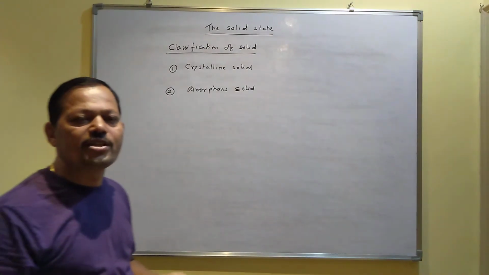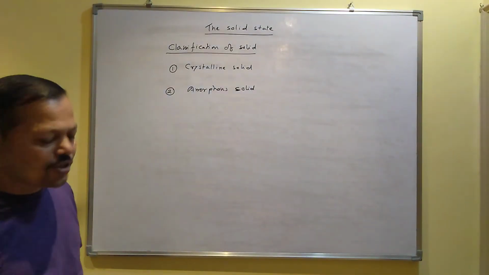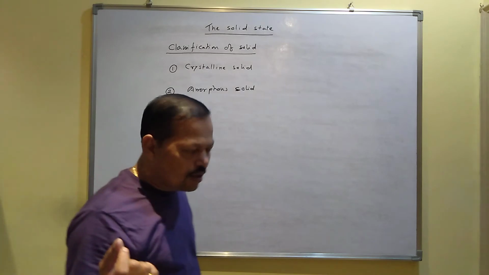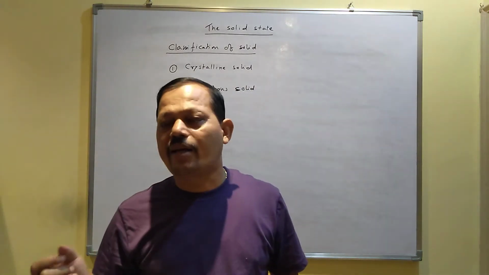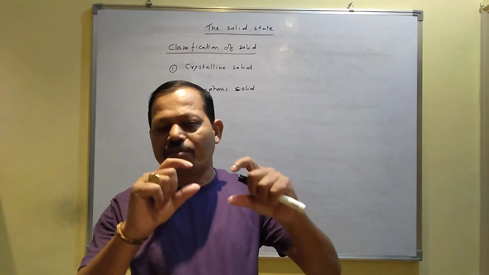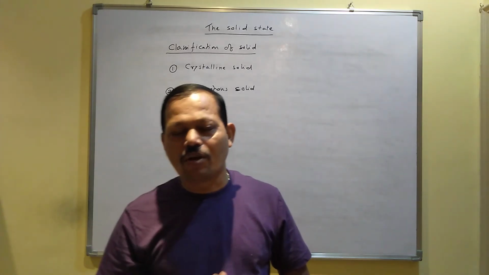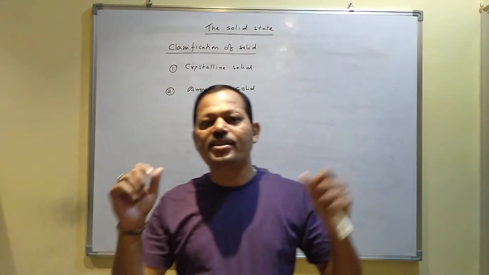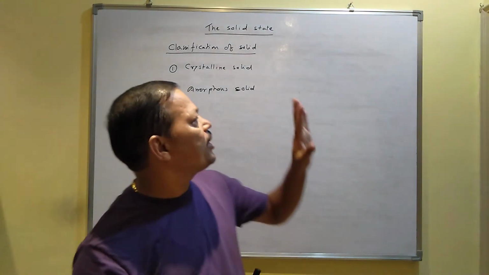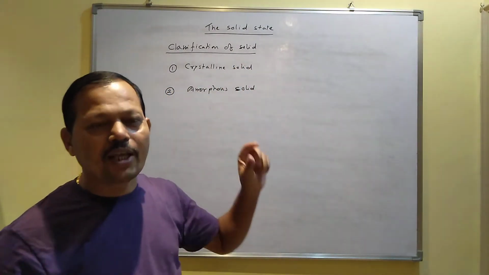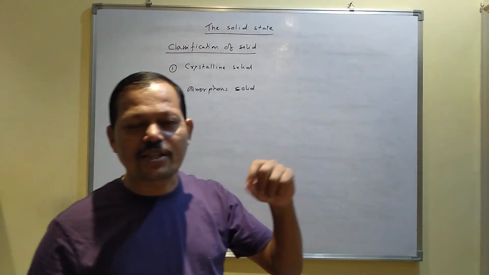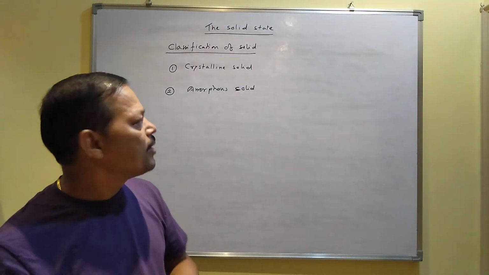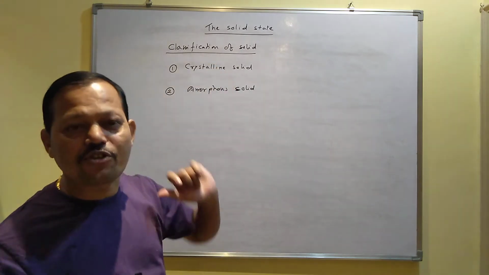Actually, what is the difference between crystalline solid and amorphous solid? When you do the practical, when you do salt analysis, you also have to mention the physical appearance of the salt. When you describe the physical appearance of the salt, you have to write crystalline or amorphous. If the salt is crystal type, then you write crystalline, and if the salt is amorphous, then you write amorphous. So these are the two classifications of solid.